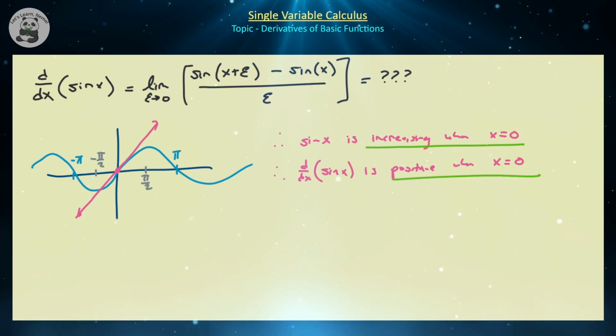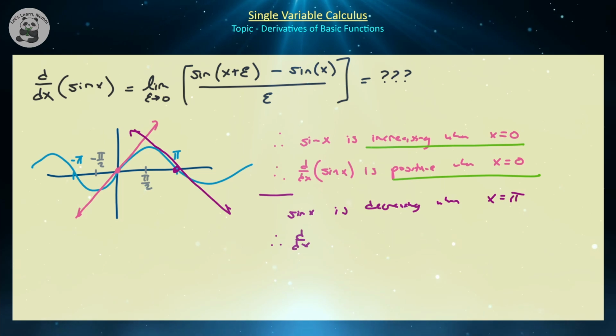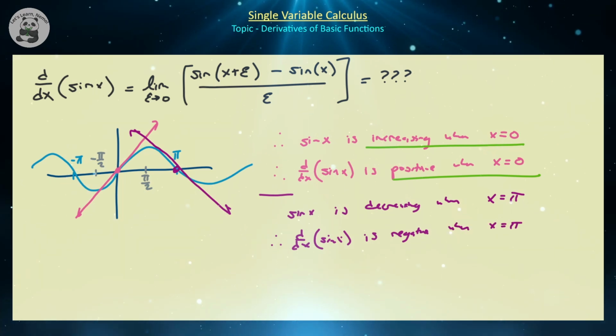Now if we look at another point, for example, let's go over here to x equal to pi, and we consider the line tangent to the curve at that point, notice that the function sine of x is decreasing when x is equal to pi, and that means whatever the derivative of sine is, it's going to be negative when x is equal to pi, because the slope of the tangent line is going to be a negative number, at least from the graphical interpretation we should see that.